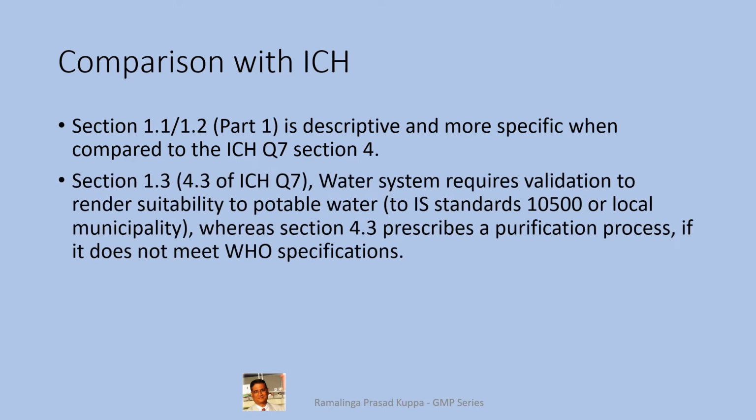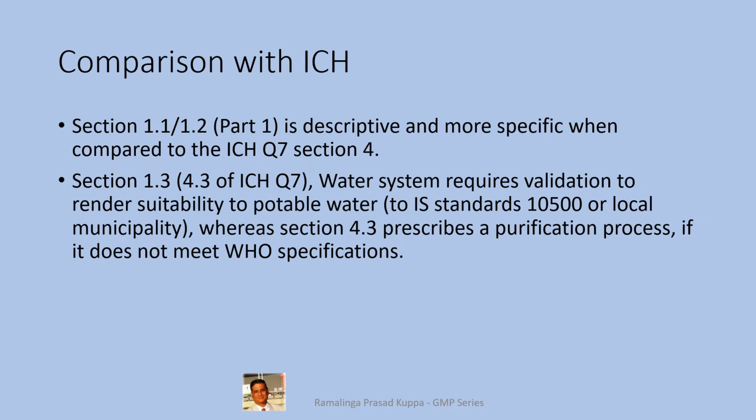Section 1.3, that is 4.3 of ICH Q7. Water system requires validation to render suitability to potable water to IS standards 10,500 or local municipality, whereas Section 4.3 prescribes a purification process if it does not meet WHO specifications.